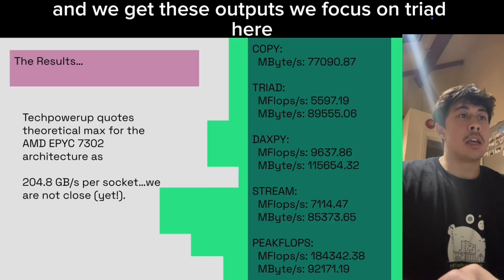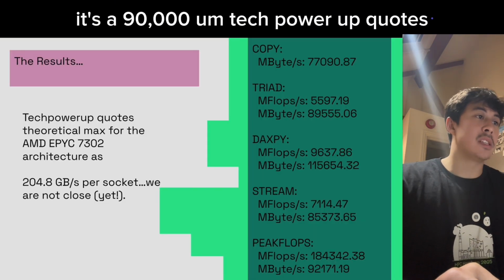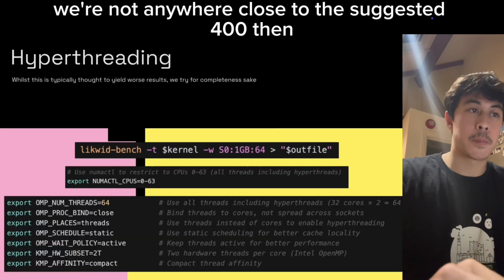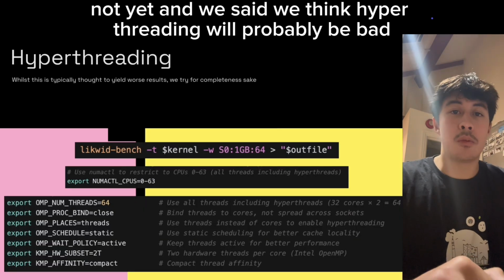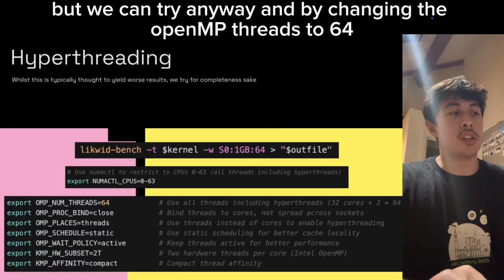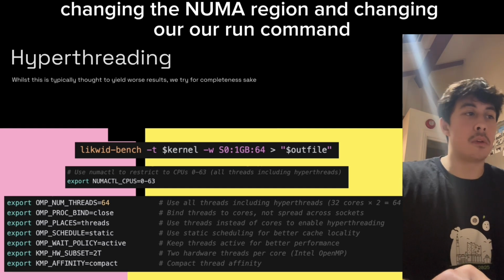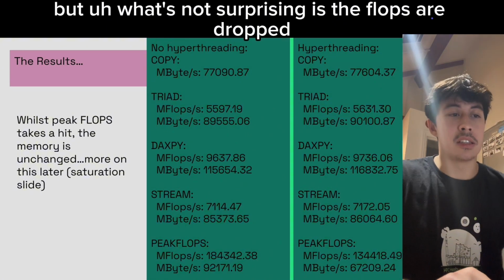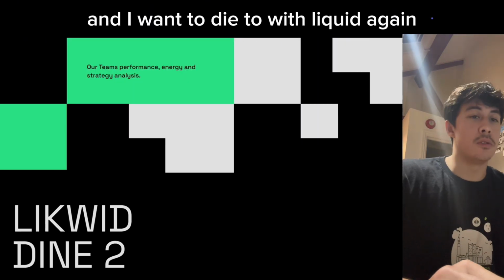And we get these outputs. We focus on triad here. It's 90,000. TechPowerUp quotes that its theoretical max for AMD EPYC 7302 is 204. We're not anywhere close to the suggested 400 then. Not yet. And we said we think hyperthreading would be bad, but we can try it anyway by changing the OpenMP threads to 64, changing the number of regions, and changing our run command. And this gives results that are almost exactly the same, which may be slightly surprising, but what's not surprising is the flops have dropped. And now on to Dyne 2 with Liquid.